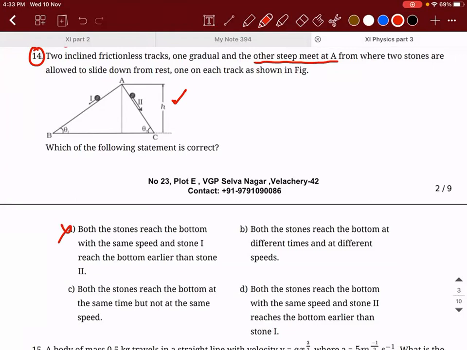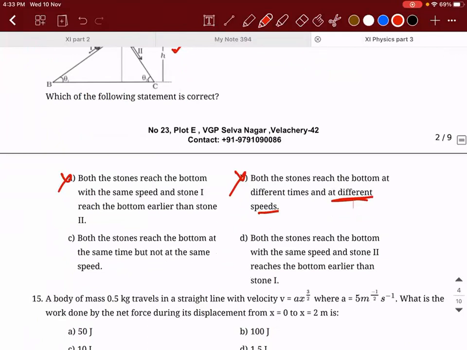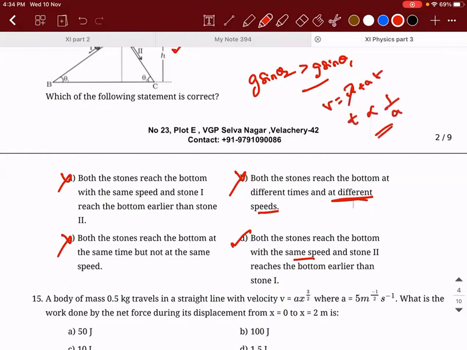So both the stones reach the bottom at different times and at different speeds. Here the mistake is different speeds, wrong. C, both the stones reach the bottom at the same time but not at the same speed, wrong. Both the stones reach the bottom with the same speed, correct? And stone 2 reaches the bottom earlier than stone 1. That is right because its acceleration is more. g sin theta 2 is greater than g sin theta 1. And we know that whichever is going to have more acceleration will take lesser amount of time. Because we know that v equals u plus at, they both are released from rest. So t is inversely proportional to a.